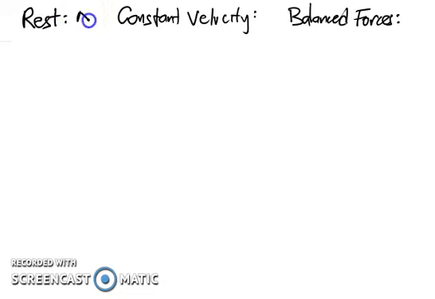Is it at rest? Certainly not. Is it constant velocity? No. It went from 0 to fast in a little bit of time. And therefore, because we don't have constant velocity, we know the forces are not balanced.